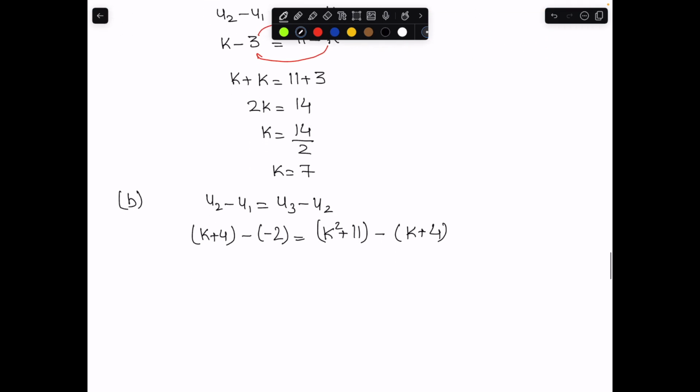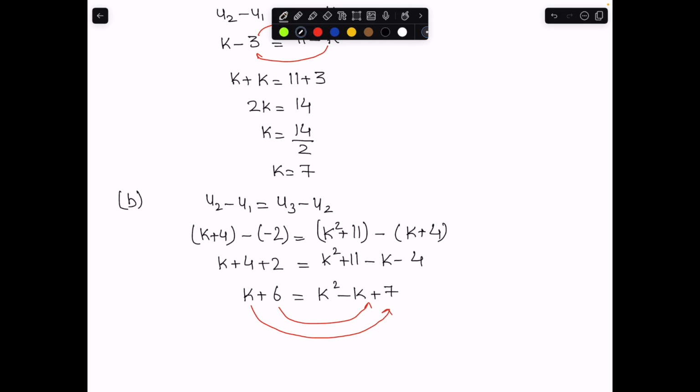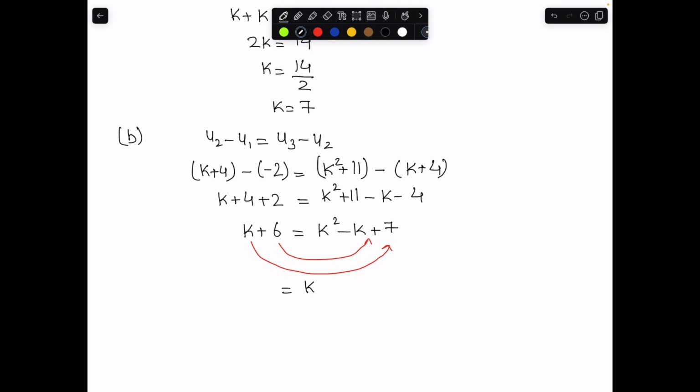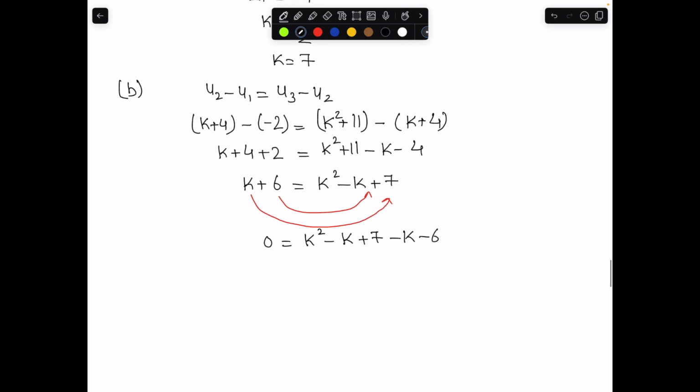Now what's going to happen here, if you open this, it is k plus 4 plus 2, minus minus is plus. Open this as well, k squared plus 11 minus k minus 4. This is pretty much looking like a quadratic equation. So let's try to simplify it. k plus 4 plus 2 is k plus 6. k squared minus k, 11 minus 4 is basically 7. So bringing everything to one side, we have k squared minus k plus 7 minus k minus 6 equals 0. So we get k squared minus 2k, because minus k and minus k becomes minus 2k. 7 minus 6 is basically 1, equals 0.